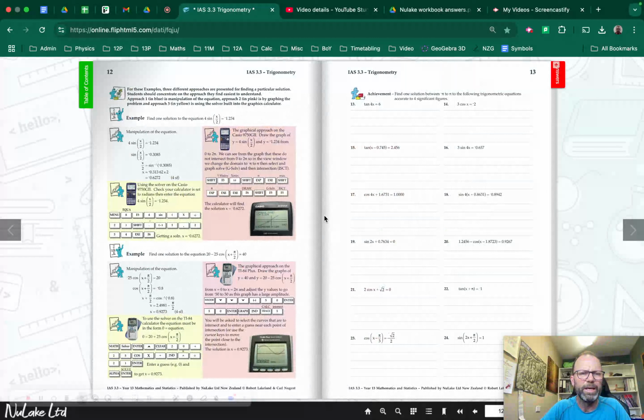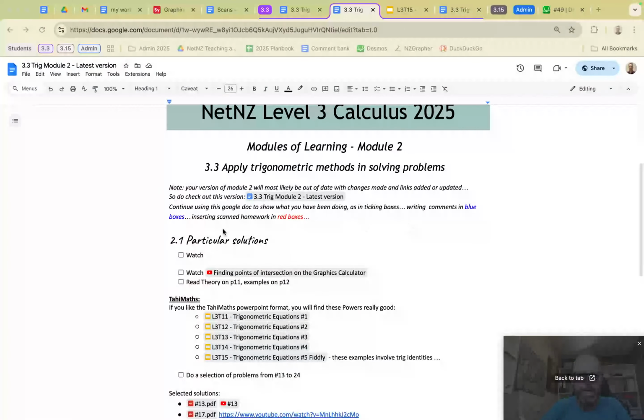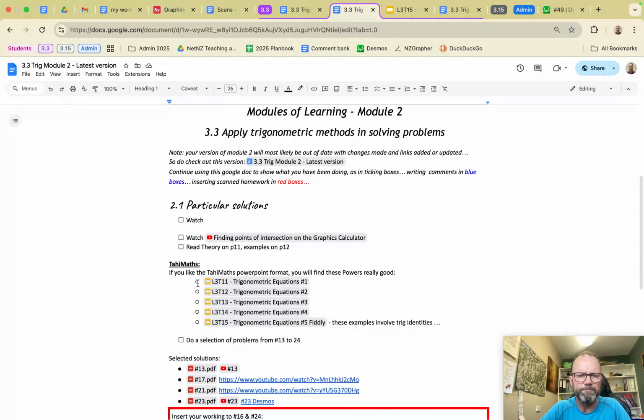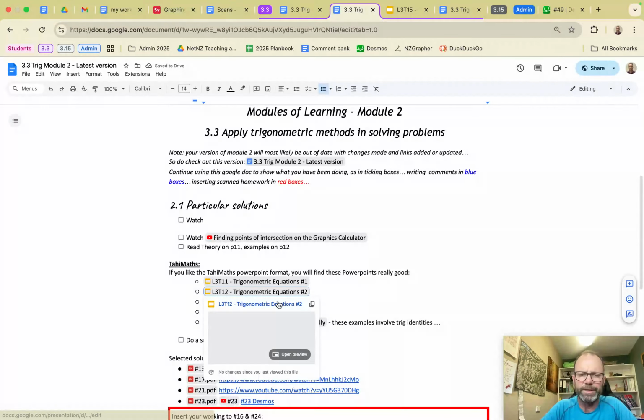So page 11, let's click on here. Page 12, don't worry about the bottom example, although that is a different example. Don't use the TI Texas Instrument, but look at the two examples here, and here are some practice problems. Before you jump into practice problems, however, I suggest that you definitely have a look at the Tahi Maths here. Okay, they're really good. You'll find these PowerPoints really good. Let's just choose the second one here, for example.